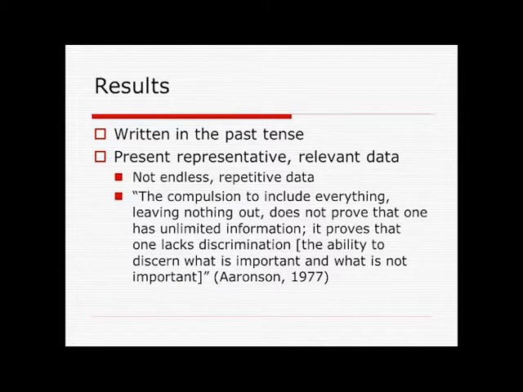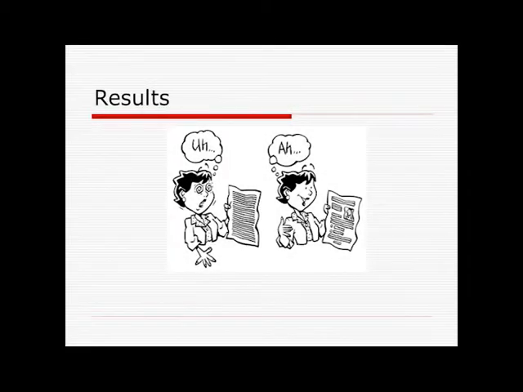So I love this quote: "The compulsion to include everything, leaving nothing out, does not prove that one has unlimited information. It proves that one lacks discrimination or the ability to discern what is important and what is not important," right? So we need to be discerning and discriminating in what we report in our results section. Whenever a person looks at our results section, we don't want them to have the spinny eyes going like, oh my gosh, there are so many words in this results section, I don't even want to read this. So we want them to have the "ah" eyes, right?